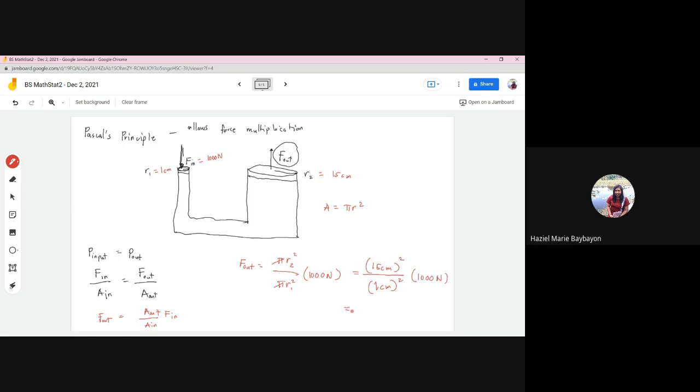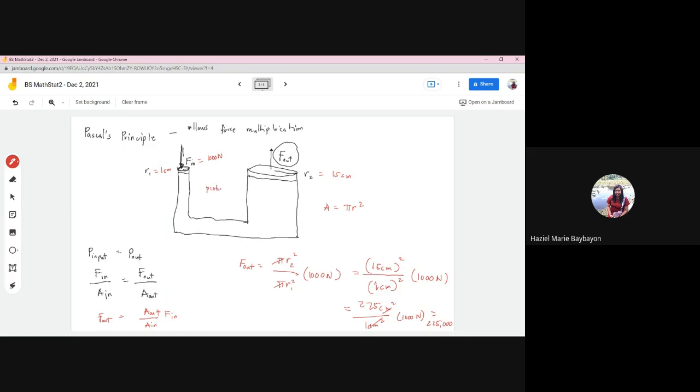Okay. So what is 15 squared, class? 225. 15 squared, yeah, it's 225 centimeters squared over 1 centimeter squared. Cancel out. 1,000 newtons. So, the output force is very large. It's 225,000.